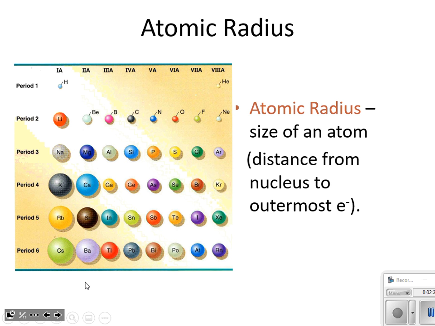The first one we're going to talk about is the atomic radius, the first characteristic, atomic radius. And it is the size of an atom. And that is measured from the distance from the nucleus to the outermost electron. Now, let's look at our periodic table. Okay? Let's look at lithium.